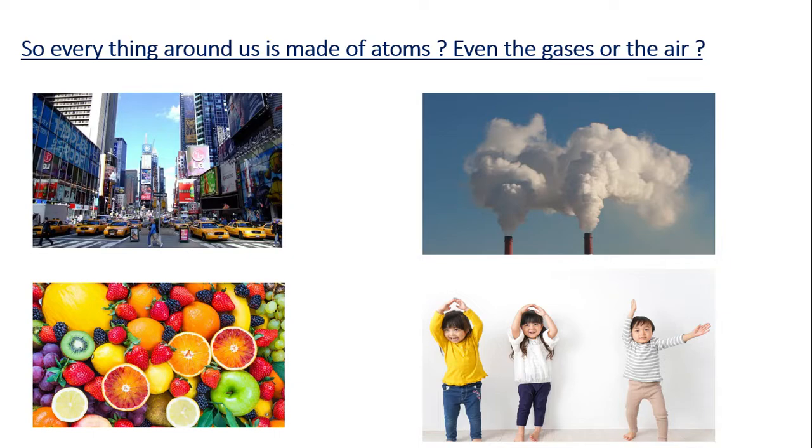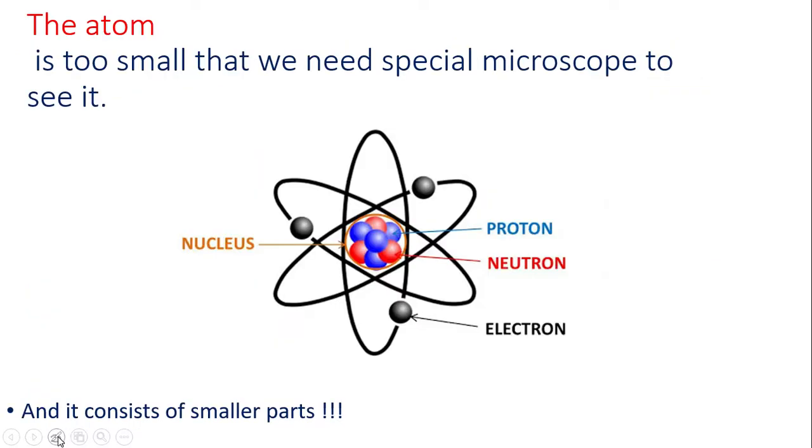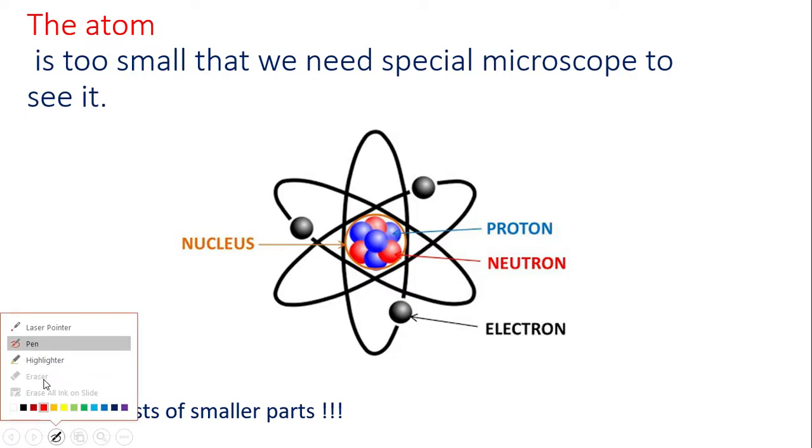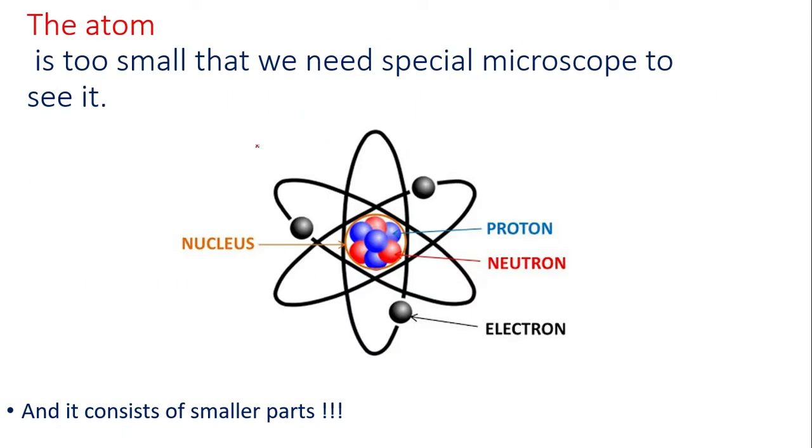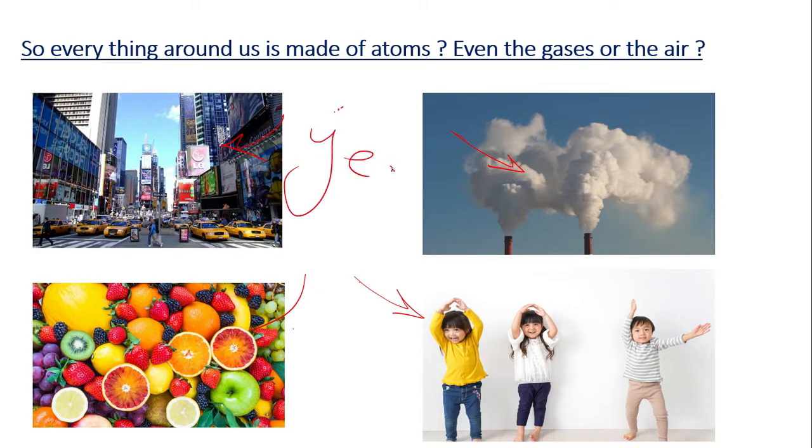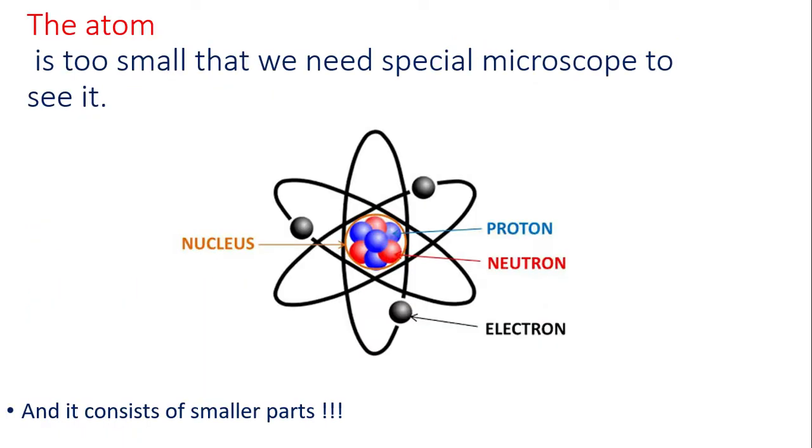So everything around us is made of atoms, even the gases or the air, cars, buildings, smoke, even us, our bodies at the end, fruits, anything we eat? Actually, yes, my answer will be yes for all of them. Everything consists of atoms. If I jump to the atom, what is an atom? It's too small. We need a special microscope to see it.